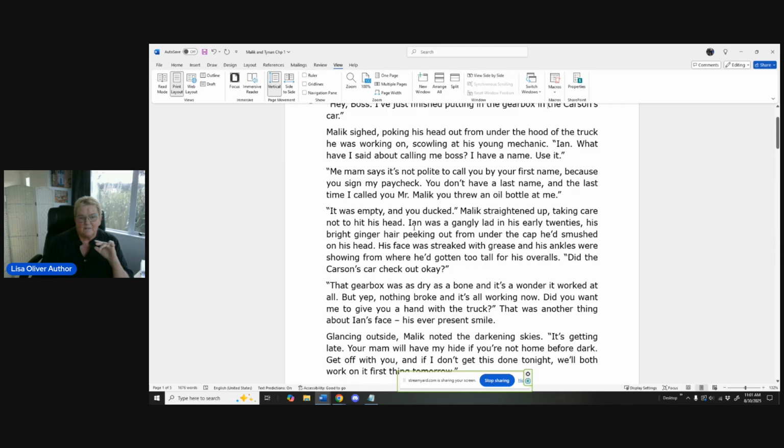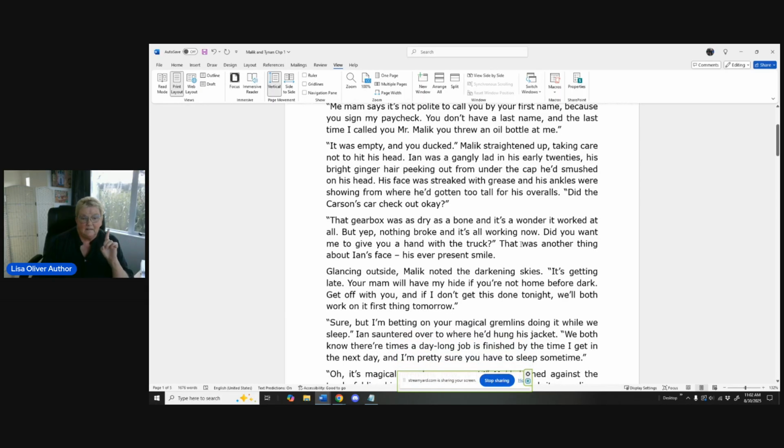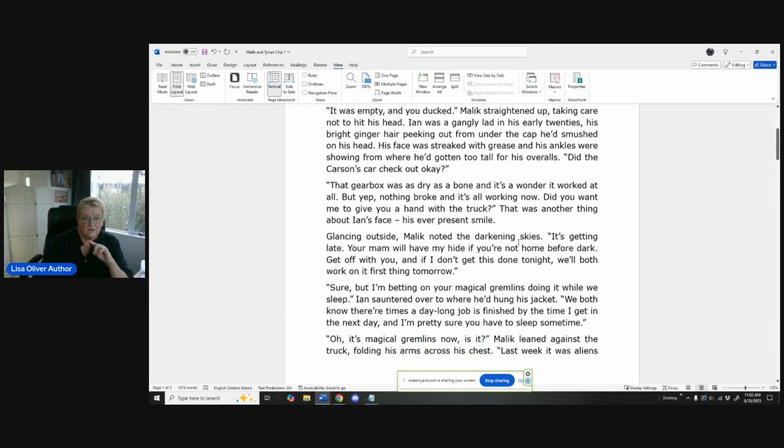Then we get a brief description of Ian, which just works, but it's not huge. Ian is a secondary character. He is actually quite valuable to the plot, but he is a secondary character. So they're just talking about the car. I do want to make one more point here, because we're also noting the setting again. Ian's talking about the truck, but then he notices that Malik notices it's getting dark.